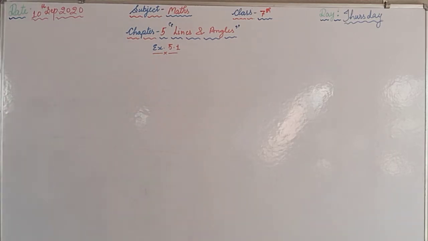Now in question number 3, identify which of the following pairs of angles are complementary and which are supplementary. Means we are supposed to sum them, and afterwards we have to see whether the sum is 180 or 90. If the sum is 180, then the angles are supplementary, and if the sum is 90, then we can say the angles are complementary. The first one, 65 degrees plus 115 degrees. If we add, we will get 180, means these are supplementary angles. Now the second one, 63 degrees and 27 degrees, the sum will be 90. So these are complementary angles.